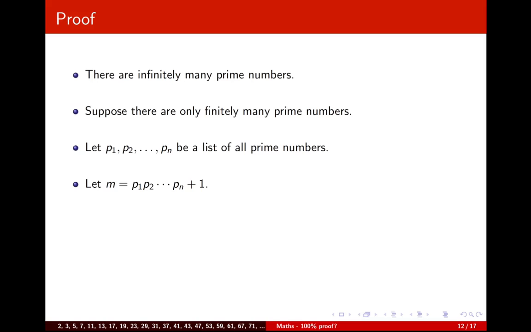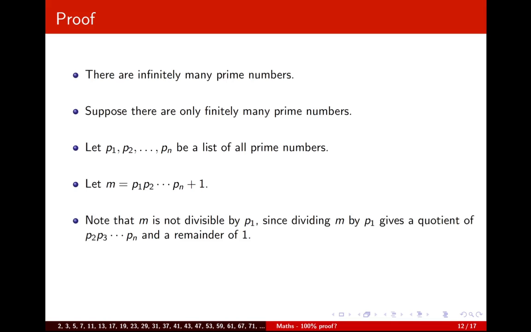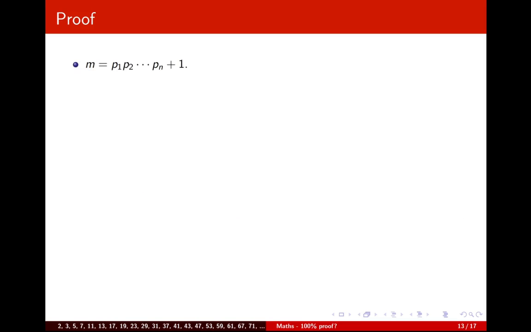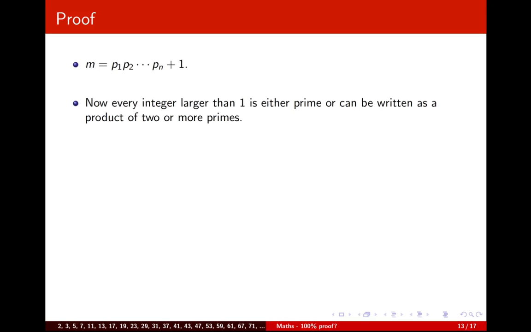Now take all of those prime numbers that you know to exist and to be the only ones under our assumption, and add 1, then we form a new number m. Now m itself is not divisible by p1 because it gives a remainder of 1 when dividing by p1. Similarly, m is not divisible by any of the other primes. So starting with m, which is the product of the only prime numbers we assume exist, plus 1, then either m itself is prime, or it can be written as the product of primes. Well, m is clearly larger than 1, so it's either prime or the product of primes.